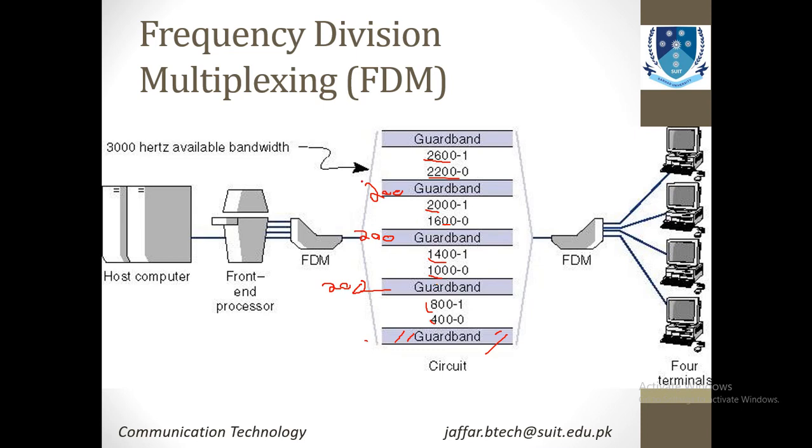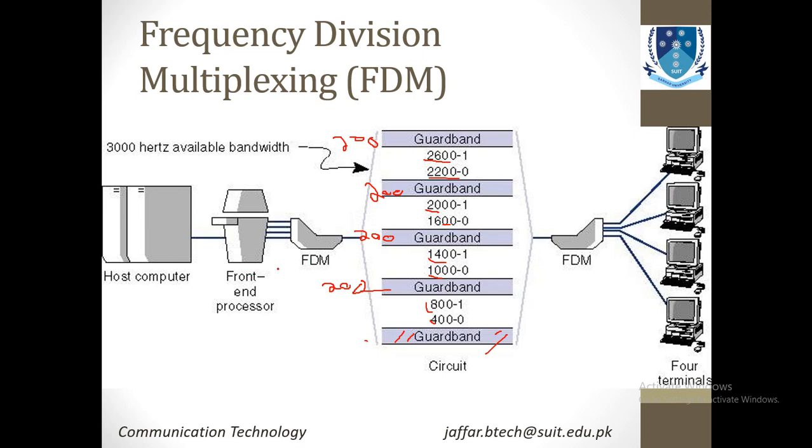So this is a kind of setup, and you can see that the total bandwidth used over here is 2800. Because this is a guard band of again 200, so 2600 plus 200 makes it 2800. So the total bandwidth will be basically 2800 for this case.